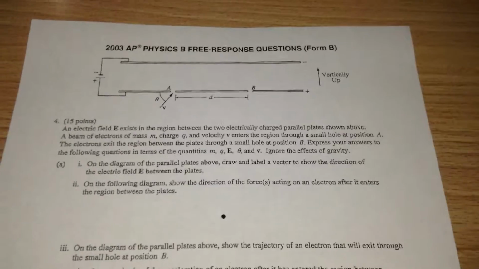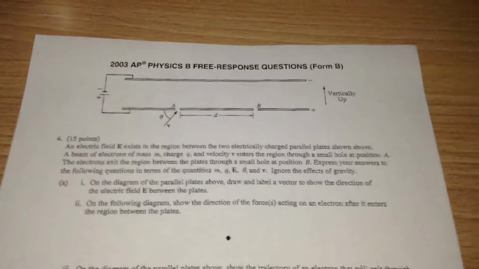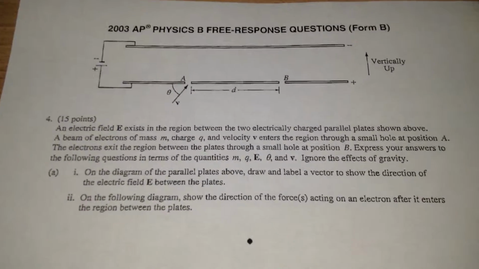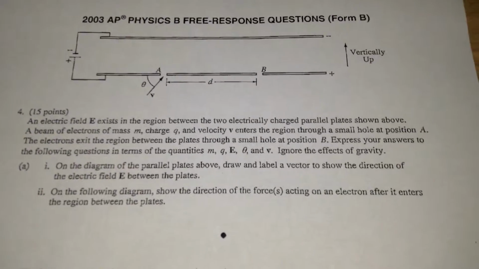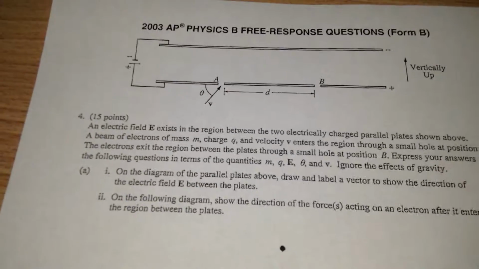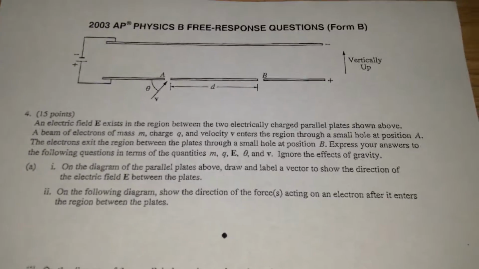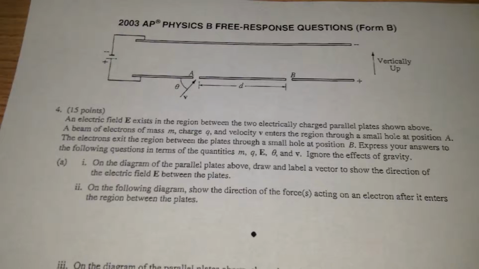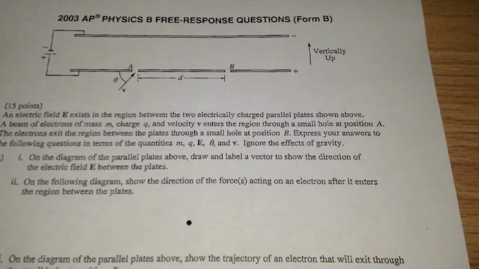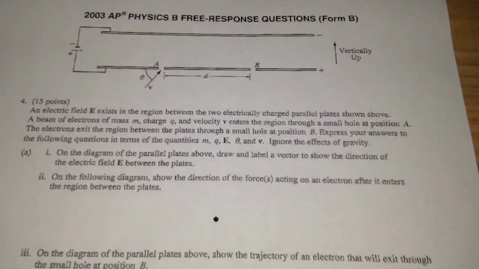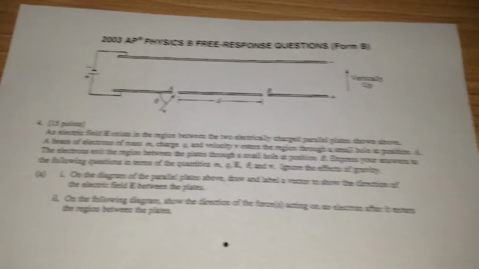Alright guys, today we're going to do the 2003 AP Physics B free response question, Form B. It's asking: an electric field, E, exists in the region between two electrically charged parallel plates shown above. A beam of electrons of mass m, charge q, and velocity v enters the region through a small hole at position A. The electrons exit the region between the plates through a small hole at position B. Express your answers to the following questions in terms of the quantities m, q, E, theta, and V. Ignore the effects of gravity.